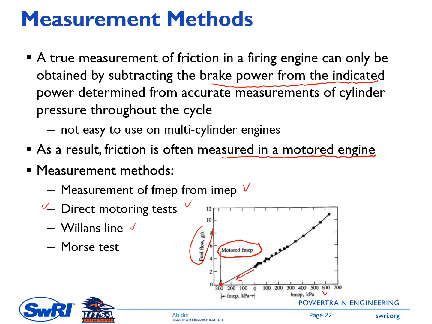The next method is called Morse testing. In Morse testing, individual cylinders in a multi-cylinder engine are cut out from firing, and then the reduction in brake torque is determined while maintaining the same engine speed. Care must be taken to determine that the action of cutting out one cylinder does not significantly disturb the fuel or mixture flow to the others.